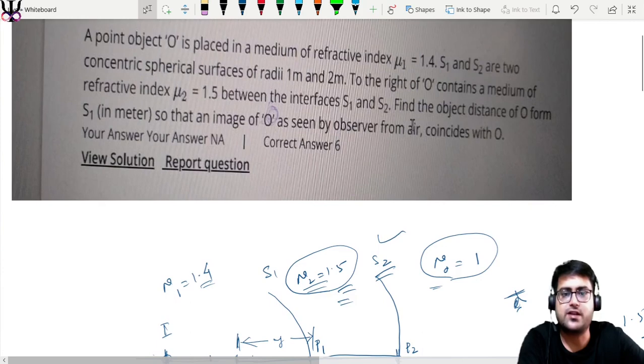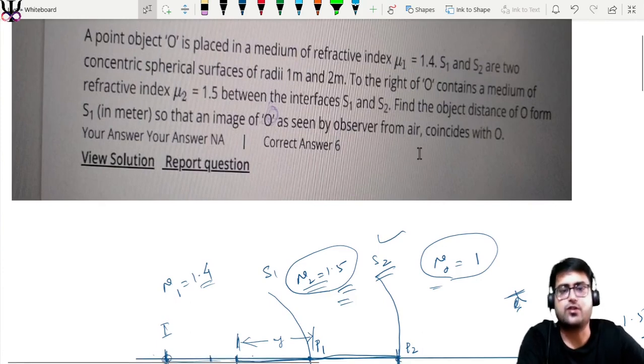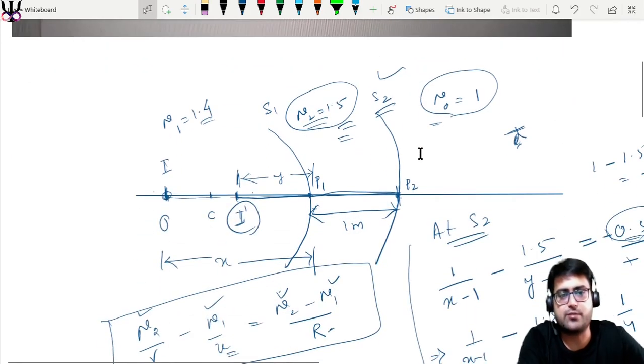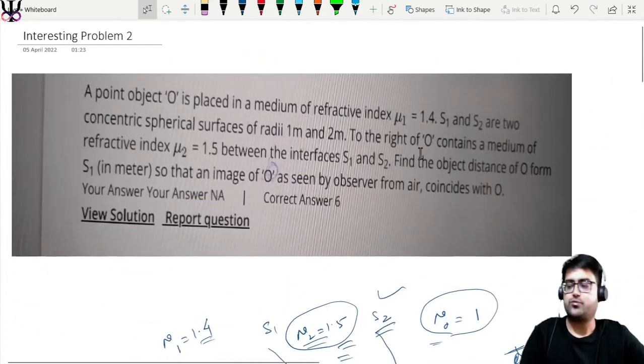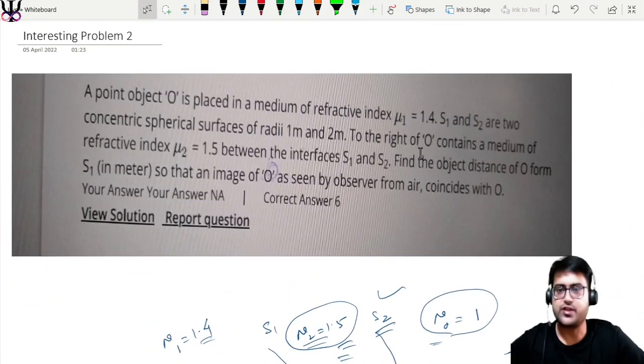So what is it asking? Find the object distance from the S1 in meter. Okay, it's not asking the direction, so you need to mention the minus 1. So it's going to be minus 1 meter. Okay, I think that should be the proper answer, and see you in the next problem.